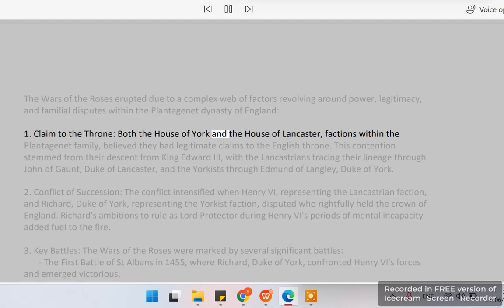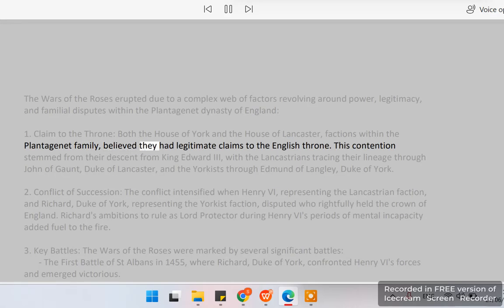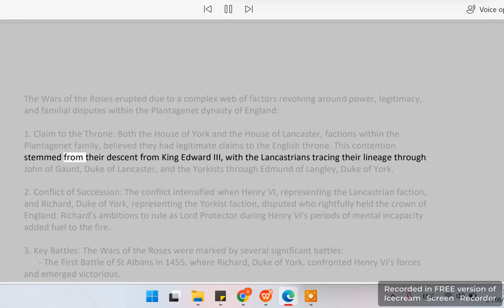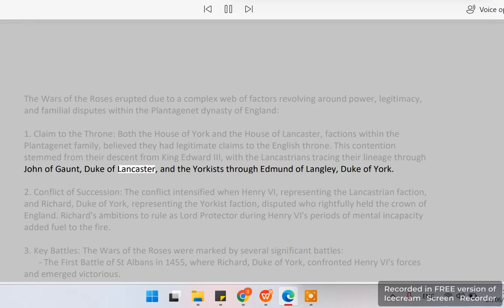Both the House of York and the House of Lancaster, factions within the Plantagenet family, believed they had legitimate claims to the English throne. This contention stemmed from their descent from King Edward III, with the Lancastrians tracing their lineage through John of Gaunt, Duke of Lancaster, and the Yorkists through Edmund of Langley, Duke of York.